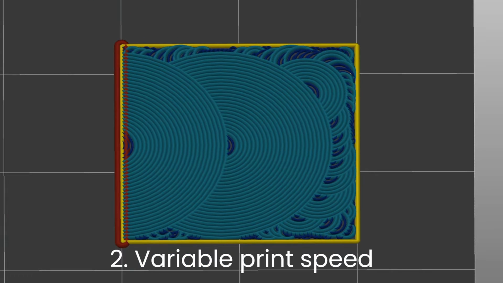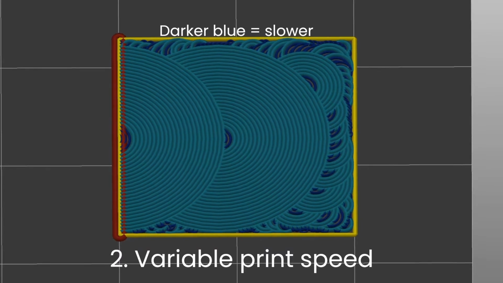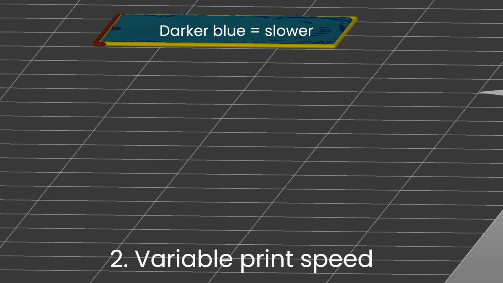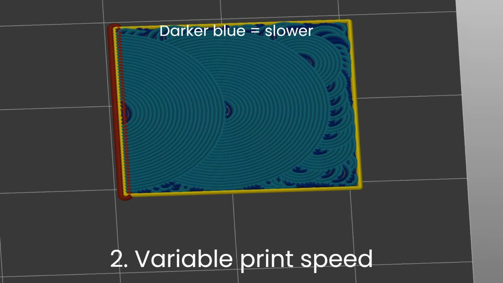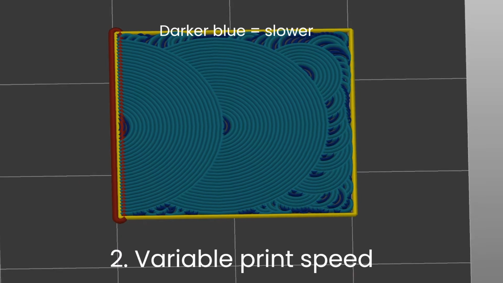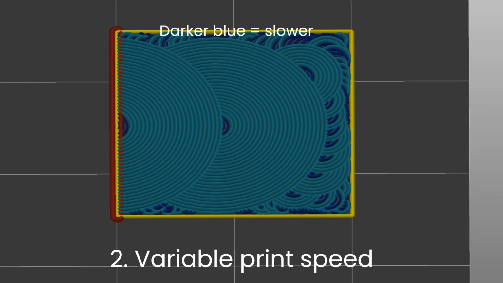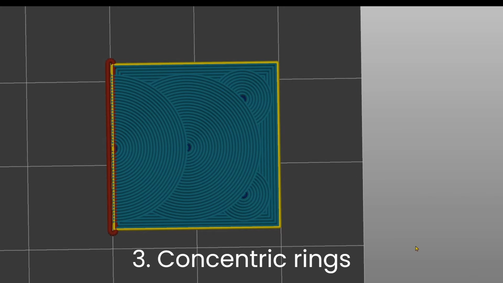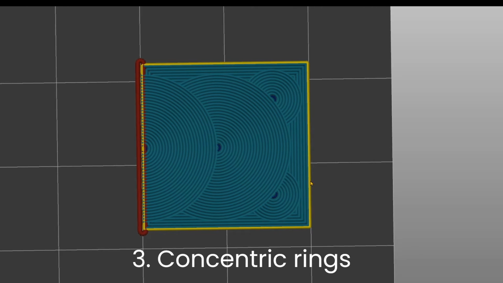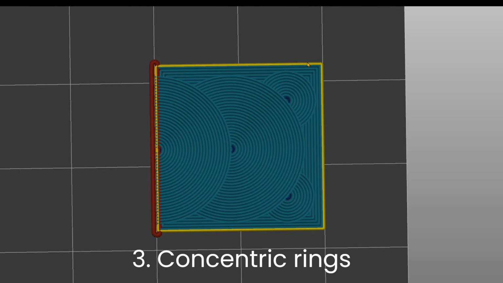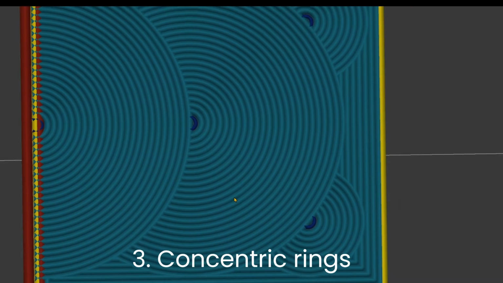The second idea builds off of the first one, and it is to change the print settings for the smallest arcs. Now, the small arcs print much slower with a lower flow rate, and this should help them cool down faster, further reducing the drooping effect. The third improvement is to eliminate all the small arcs around the edge and replace them with concentric rings based on the shape of the perimeter.